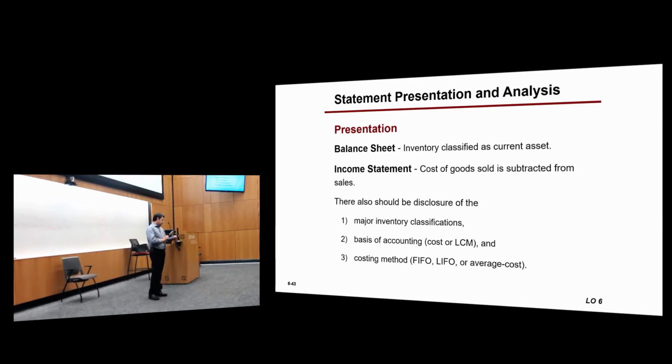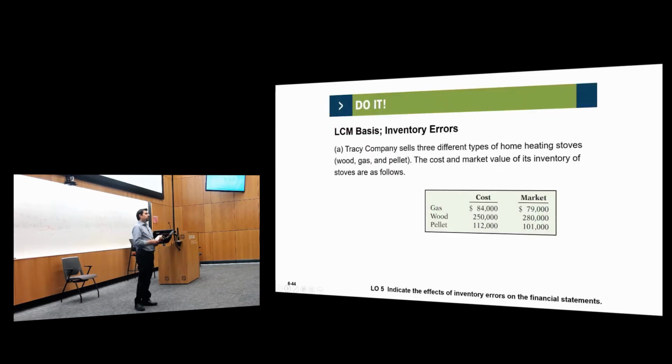Okay? On the other hand, we also have cost of goods sold on the income statement, basically after net sales. Okay? And we also talked about how the company must disclose what kind of inventory they have, what method they used, and whether they use cost or lower of cost or market. We also learned this last time. You remember this one, LCM? It's lower of cost or market, whichever is lower.